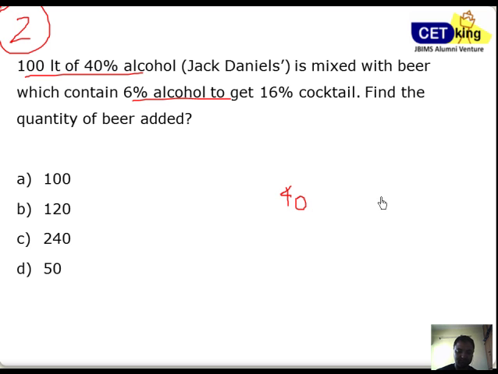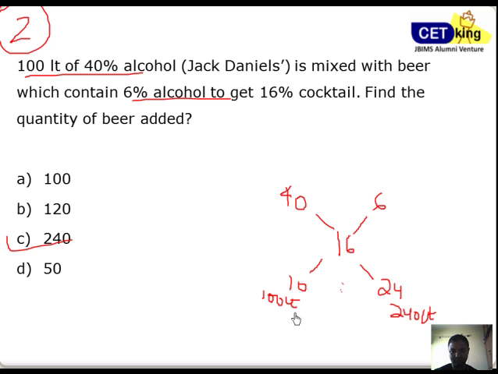Percentage, this minus this is 10. This minus this is 24. So 10 is to 24, or 1 is to 2.4. If I say Jack Daniels was 100 liters, find this quantity X. 10 is to 24, that's the ratio. If this is 100 liters, how much will this be? 10 times. If that is 10 times, this will also become 10 times. Wait, we're doing 2 more questions. Got it? Any doubt so far? So you can solve any kind of question now.